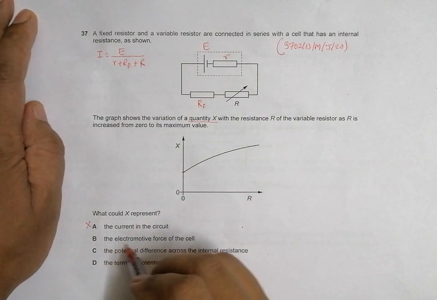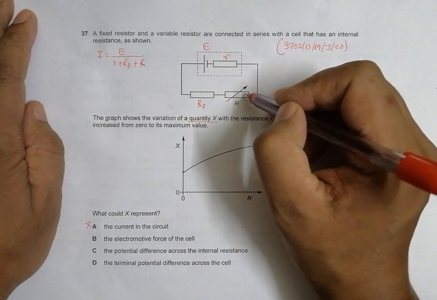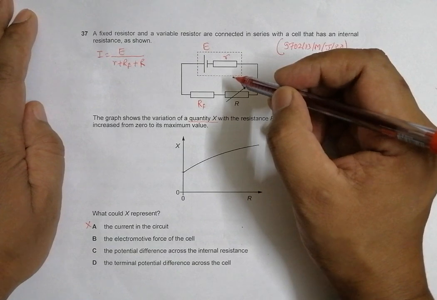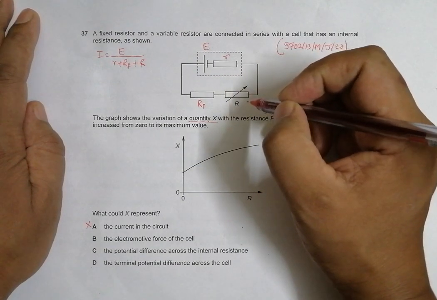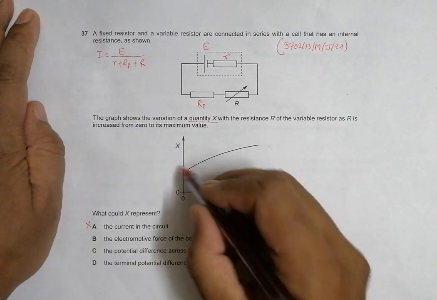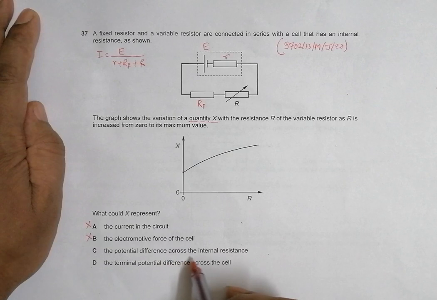Now next is electromotive force. The EMF of the source does not change as this R is changed. It remains fixed as long as the battery is active, till it has got power and energy, till the electrolytes are working properly. It is fixed, so that's why it also will not change.